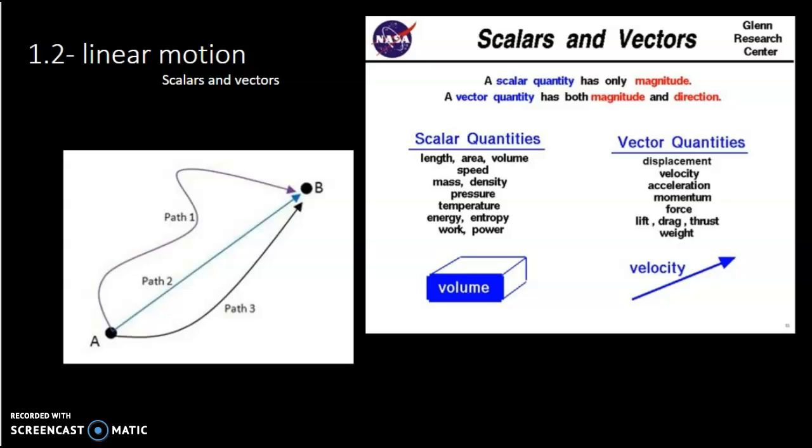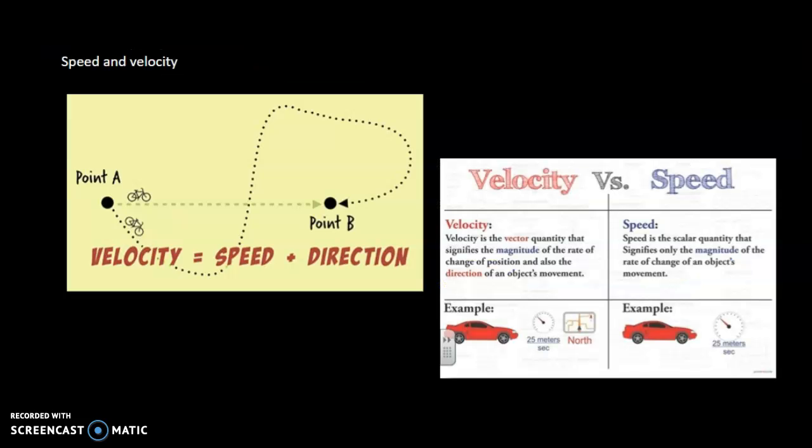Vector quantities must have some form of direction in them. An example would be a sprinter running a race of 100 meters and the speed of the athlete being measured in meters per second, which is the scalar. Speed and velocity are used to describe how fast something is moving.